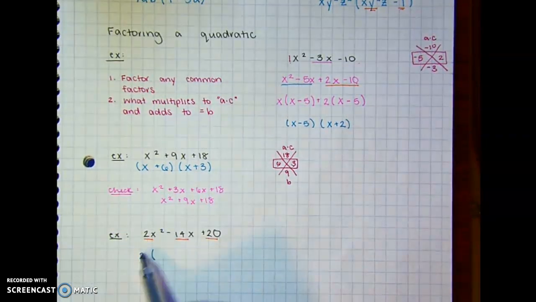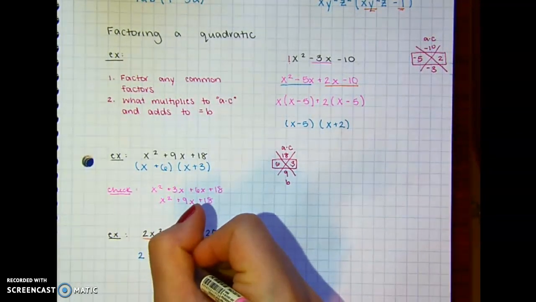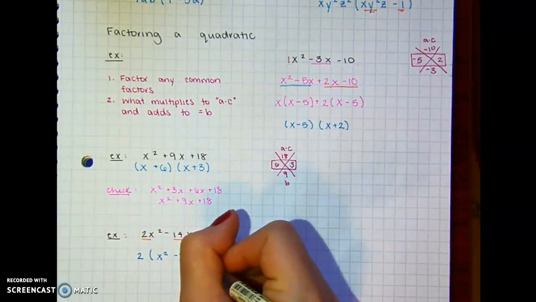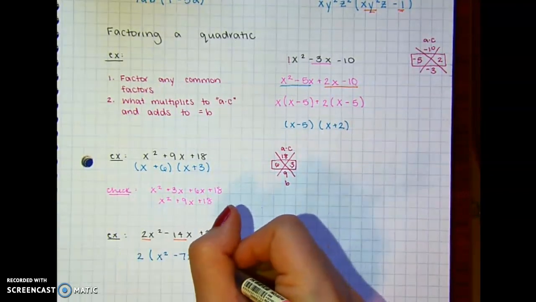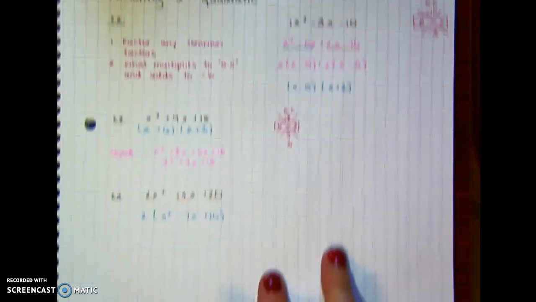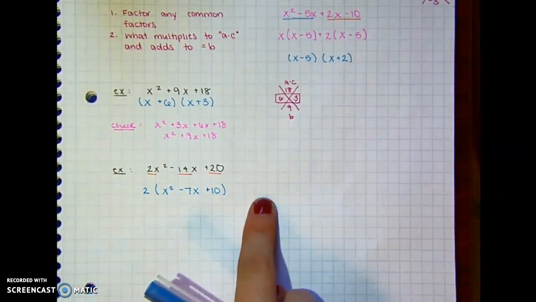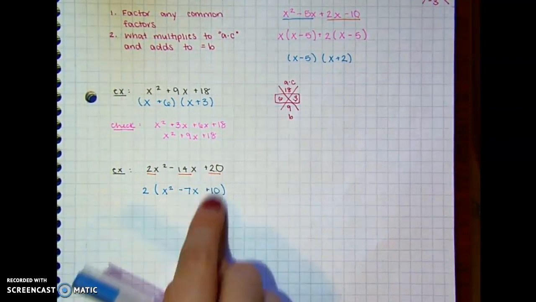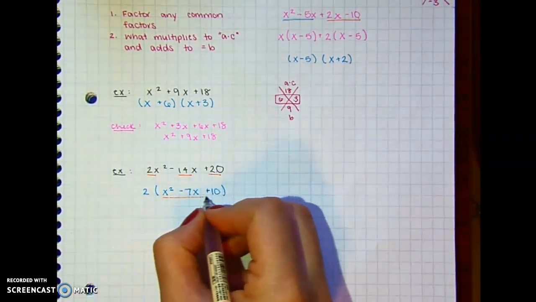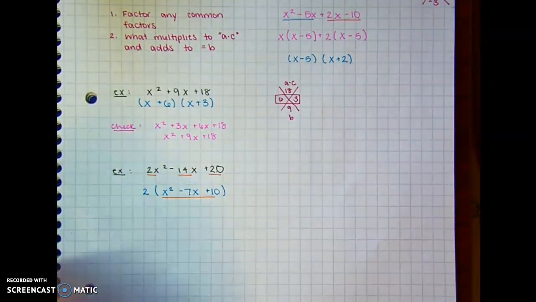So 2x squared divided by 2 is x squared. Negative 14x divided by 2 is negative 7x. And 20 divided by 2 is positive 10. So these two lines are equivalent because I could just multiply this back in. Now I need to factor my x squared minus 7x plus 10.